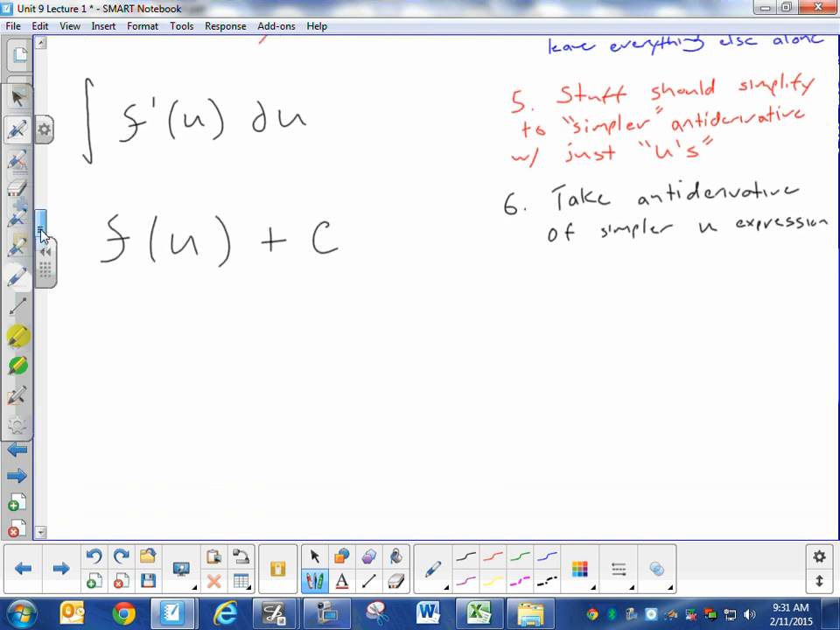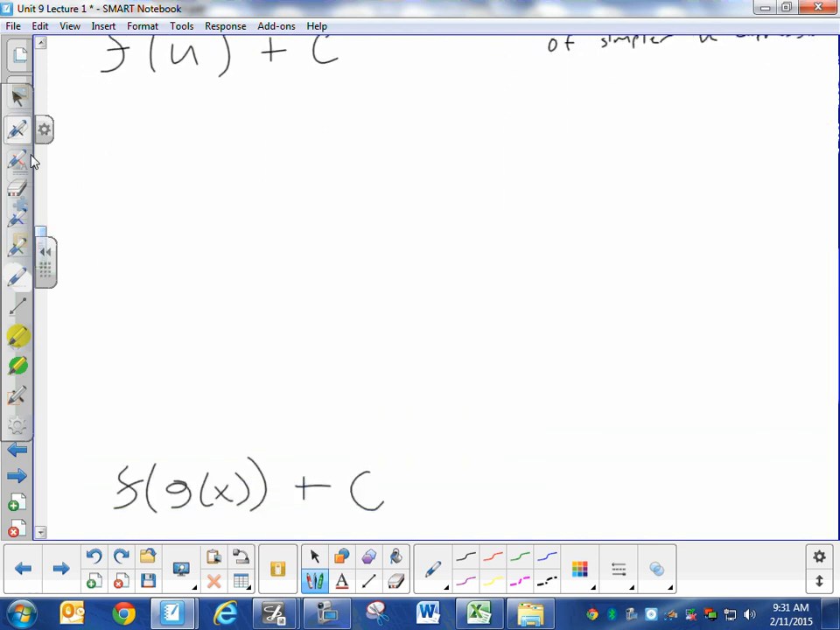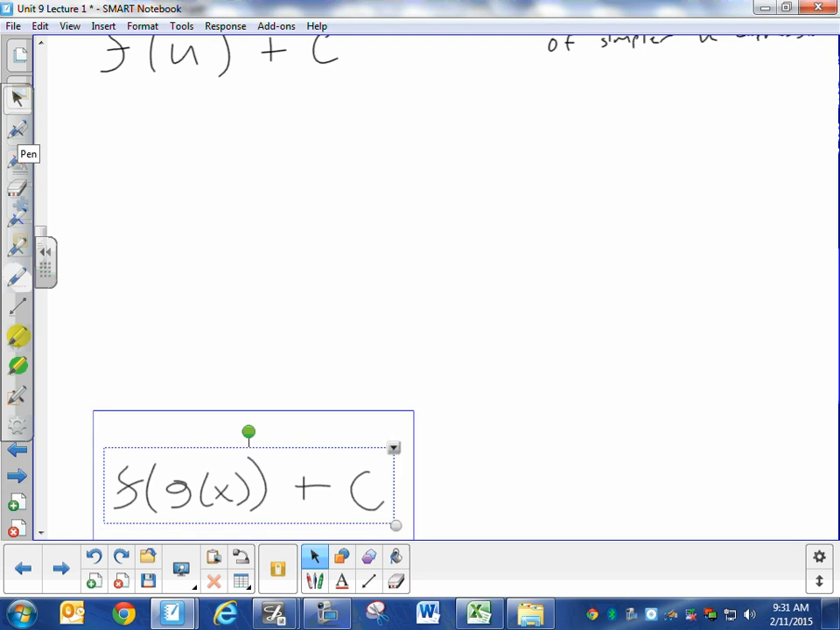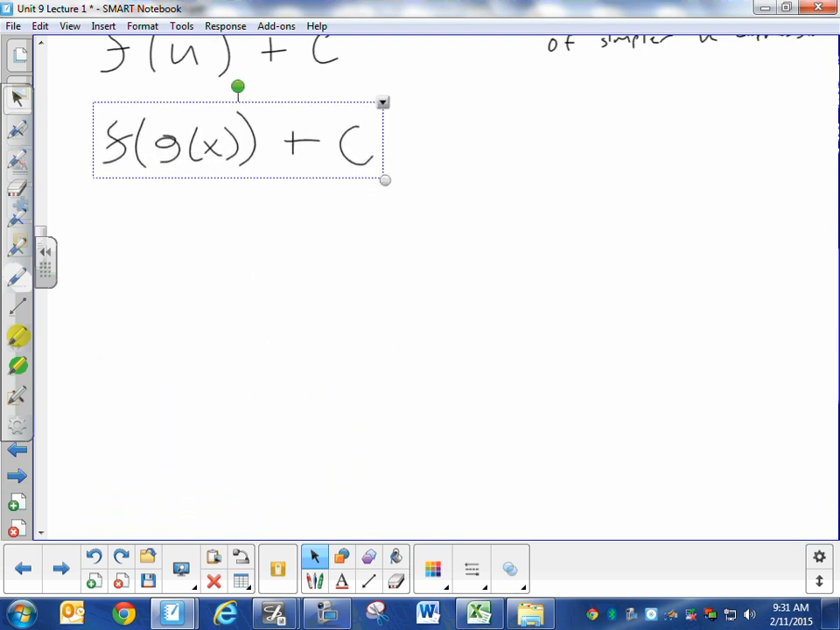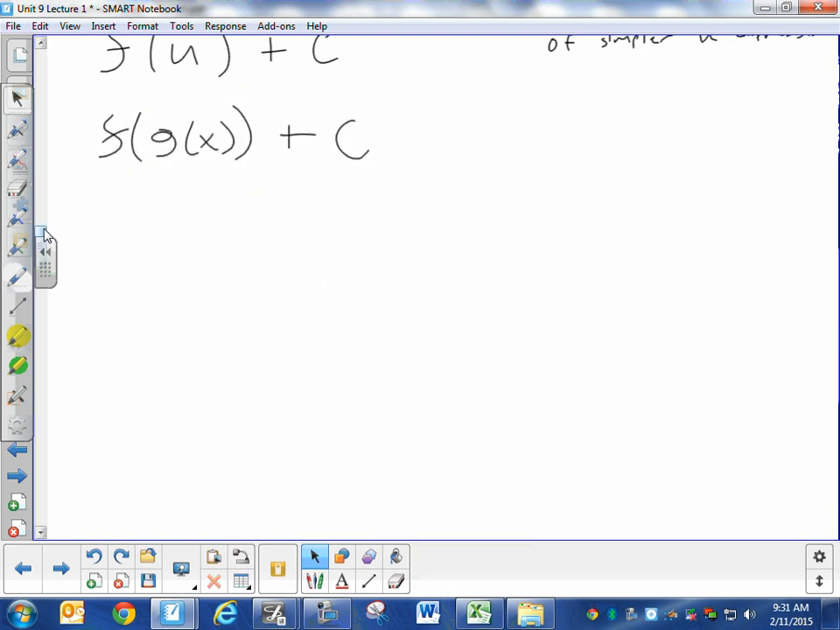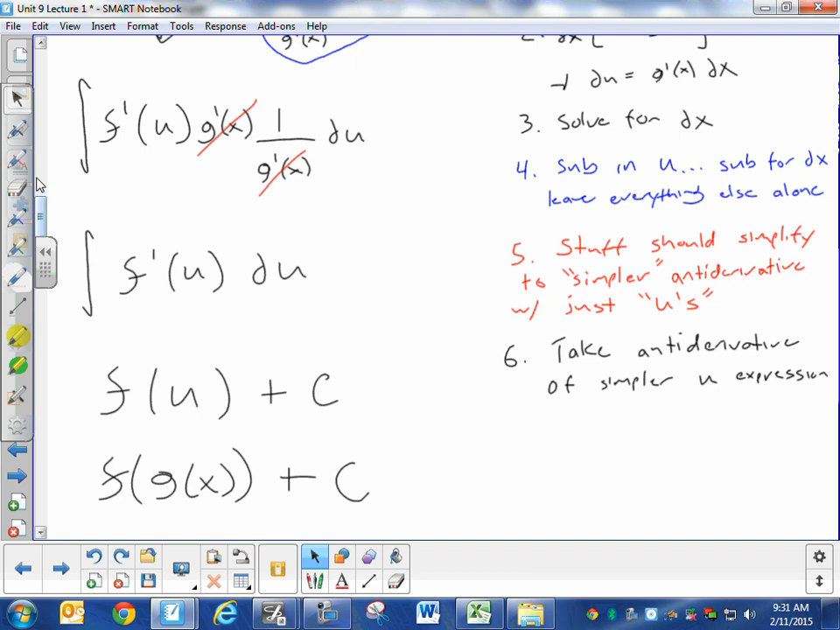Well, we need to get to our answer all the way down here: f of g of x plus c. How do we do that? Yeah, u is equal to g of x. We'll substitute back in g of x. That's the last step. Sub back in g of x.